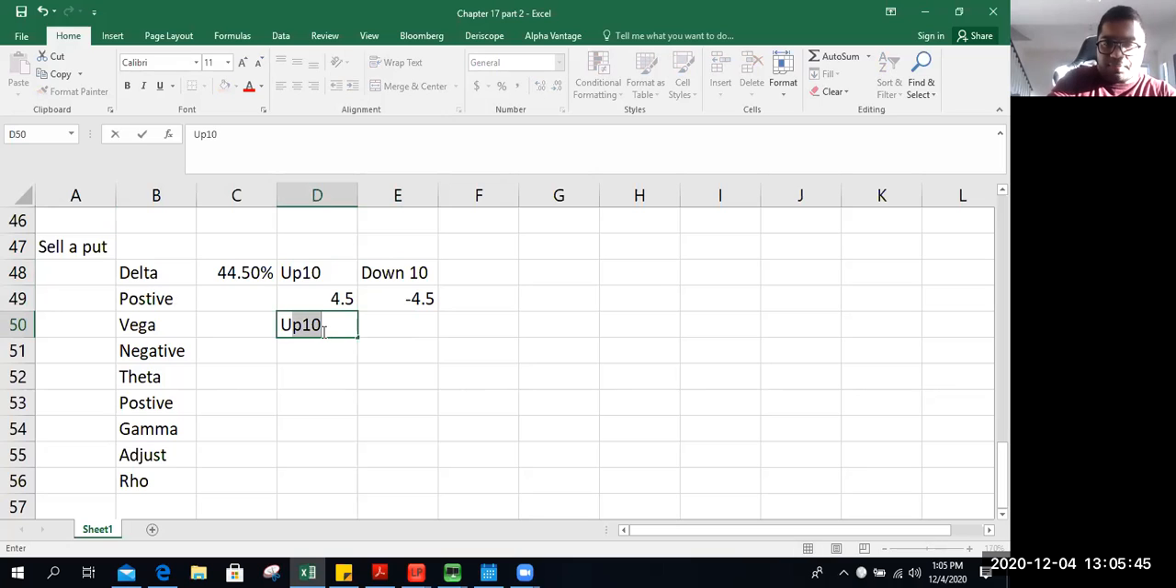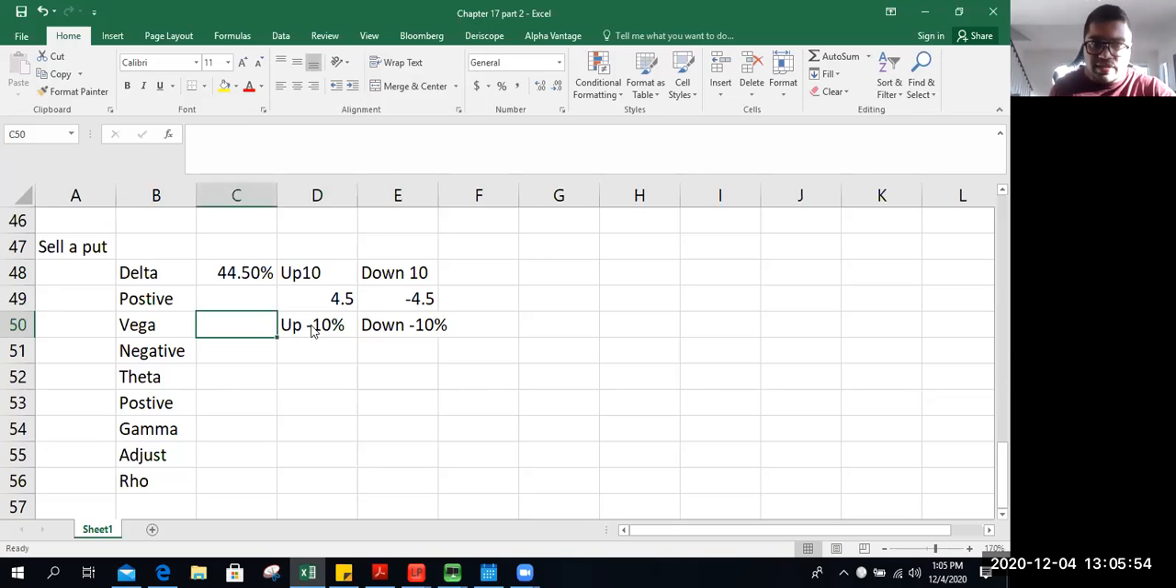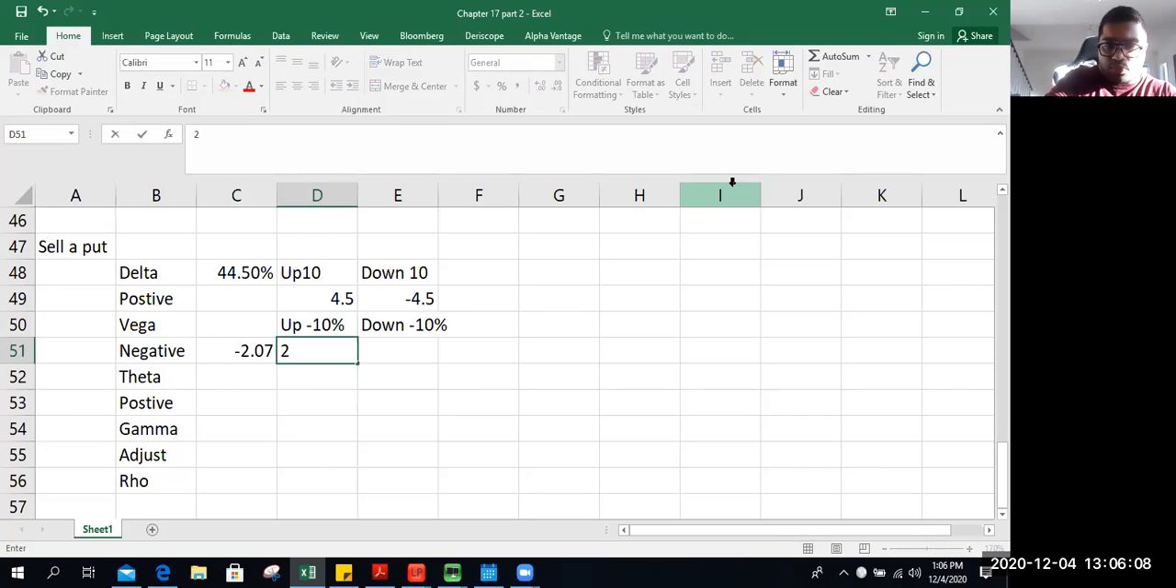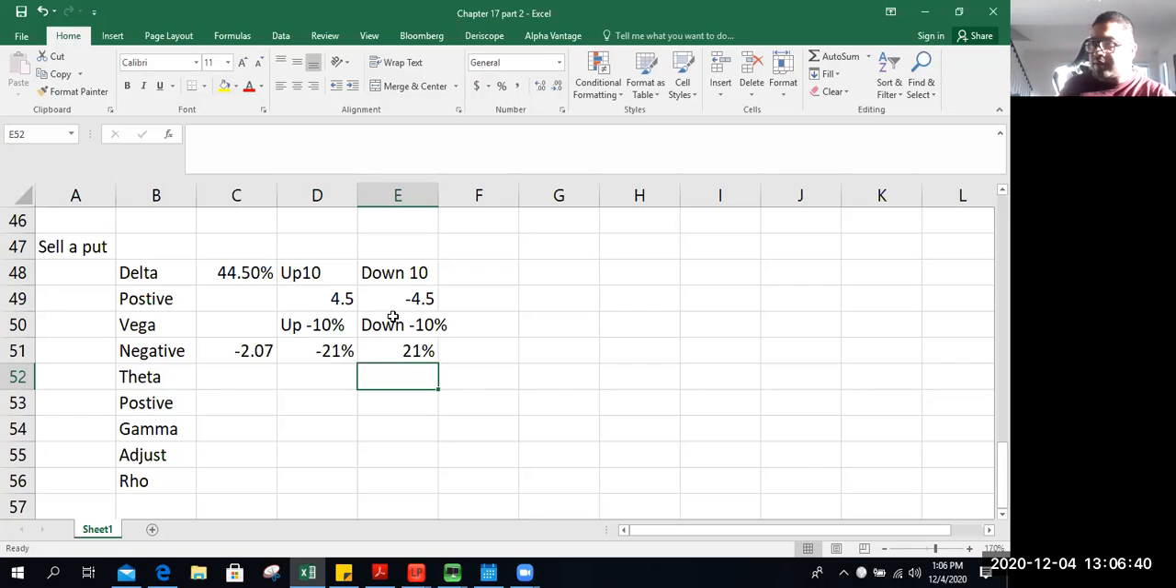So volatility goes up by 10%. Volatility goes down by 10%. What is VIX? Volatility is negative 2.07. So if VIX goes up, you're going to lose money. How much money are you going to lose? 2.07 into 10% and negative sign. So if VIX moves up 10%, Shopify is going to lose 21% of its value if you are selling a put. And if it goes down, you're going to make 21% if you're selling a put. Vega is negative. So each time you sell a put, if VIX goes up, you lose money. If VIX goes down, you make money.